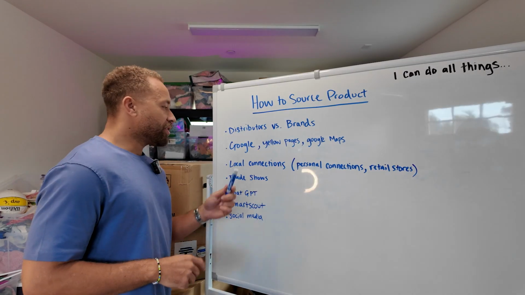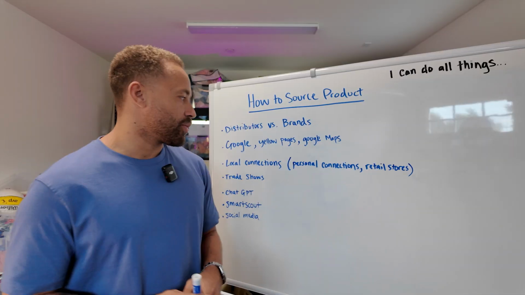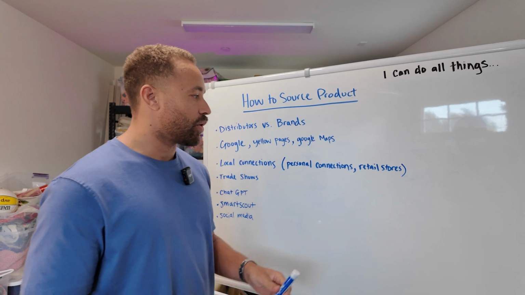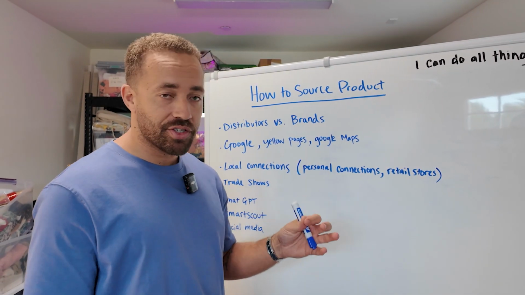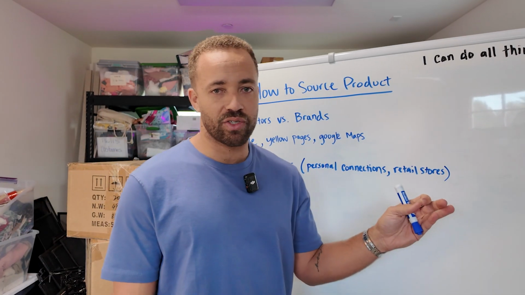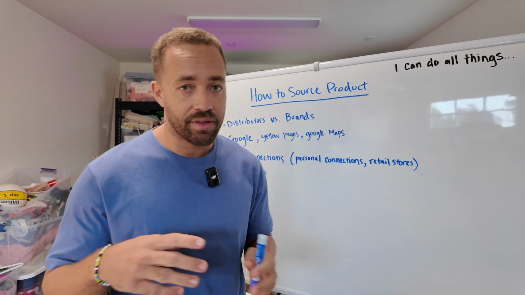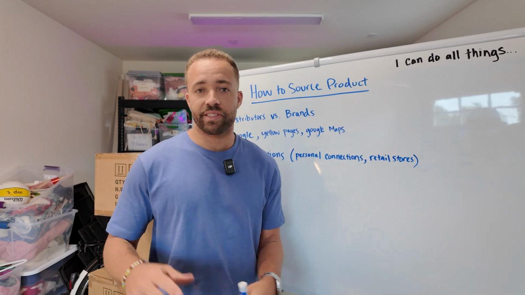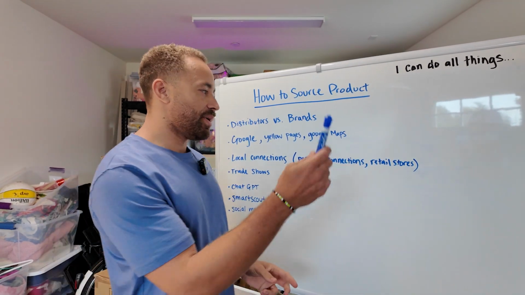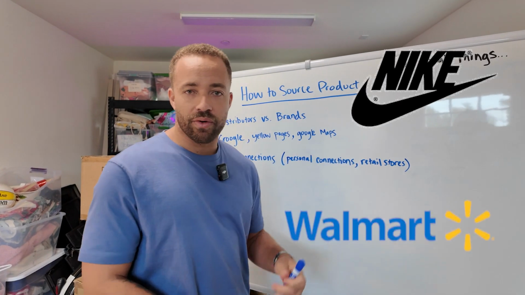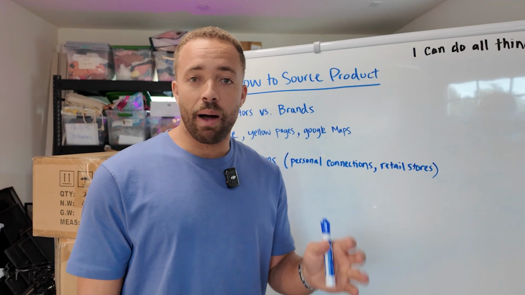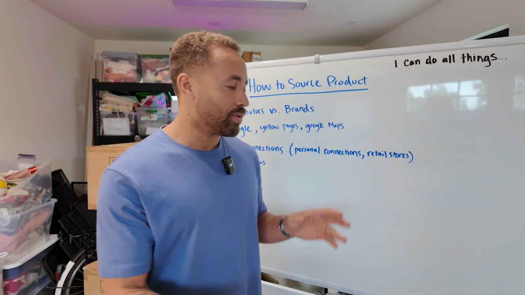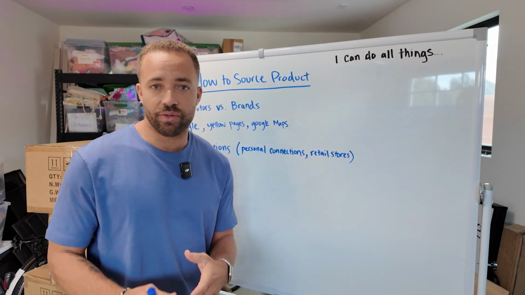Another step is local connections, whether that be personal connections or even retail stores. One way of selling on Amazon as a wholesaler is actually partnering up with retail stores, buying in product in bulk, either from them or through them, and then selling on the Amazon marketplace. Now, I'm not talking about Nike outlets and Walmart clearance sections here. I'm talking about actually partnering up with mom and pop retail stores who sell product in stores and do nothing online.